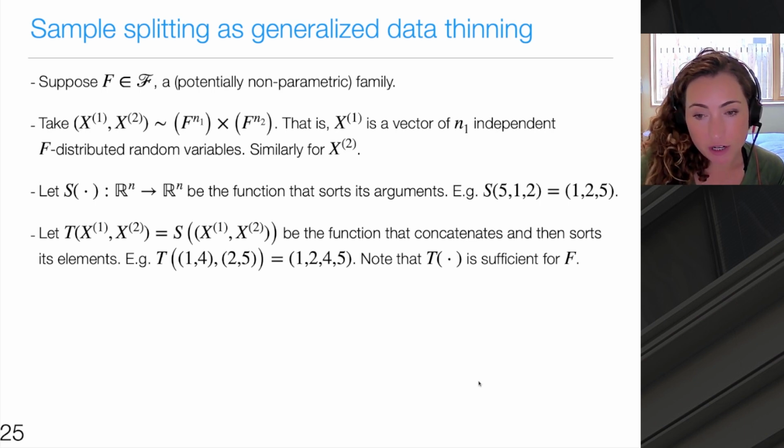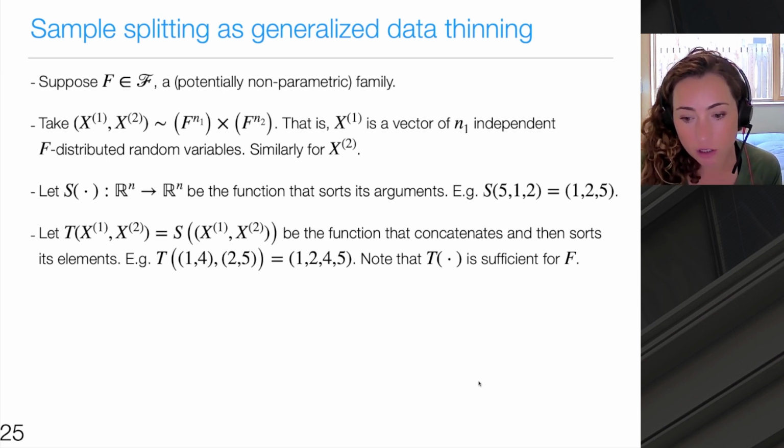And so t is sufficient for F. What do I mean by this? What I mean is that if the data is x1 and x2, it doesn't actually matter what the order of the observations is. All that matters is the set of observations, concatenated and unordered. If you have n1 draws from F and n2 draws from F and everything's independent, then the sufficient statistic is just the set of draws. The actual order of the draws isn't important. So that's what I mean when I say that t is sufficient for F.